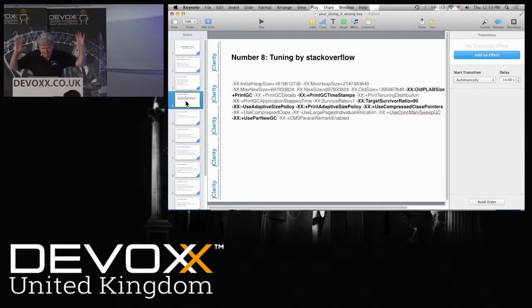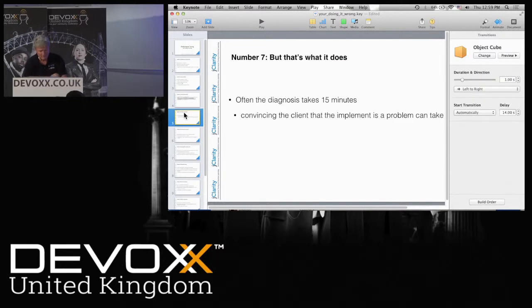Anyways, be that as it may, all of these wonderful flags, you can find them on Stack Overflow, and you can apply them to your JVM. And to what effect? Well, good luck with that, right?